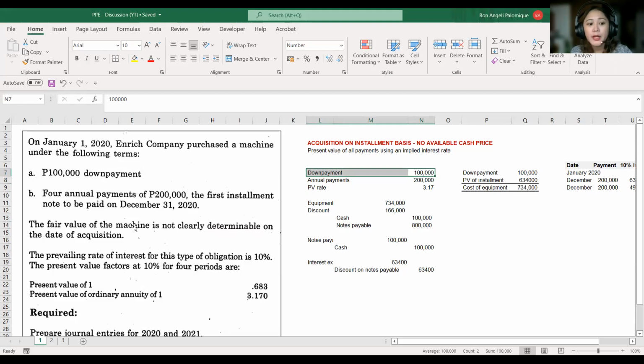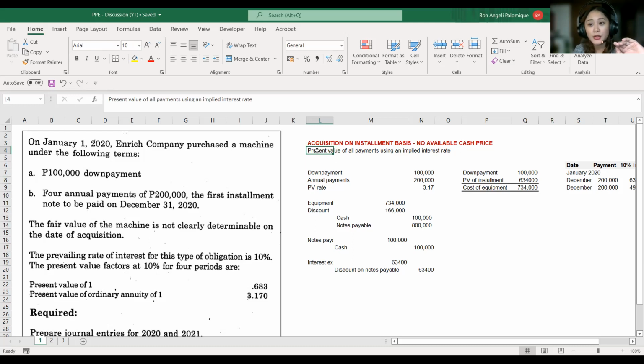Tapos, the fair value is not clearly determinable. So, magpo-fall siya under acquisition ng no available cash price. Paano natin nalaman na ito yung gagamitin natin? Kasi may installment, then hindi naman siya nagbigay ng cash price. So, nagbigay pa siya ng present value. Alam natin na kapag ganun, ito yung gagamitin natin.